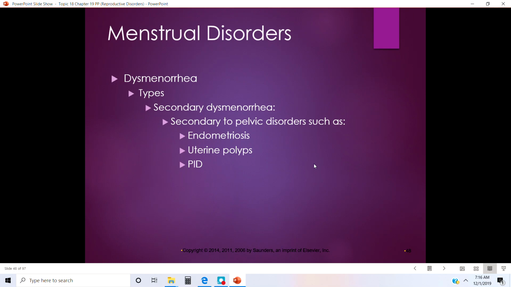The second type of dysmenorrhea is secondary dysmenorrhea. This is due to some type of pelvic problem, maybe endometriosis, which we're going to talk about shortly, polyps in the uterus, pelvic inflammatory disease where there's infection inside the uterus or the fallopian tubes, that type of thing. So again, if these things can be corrected, the problem will go away, the dysmenorrhea will go away.